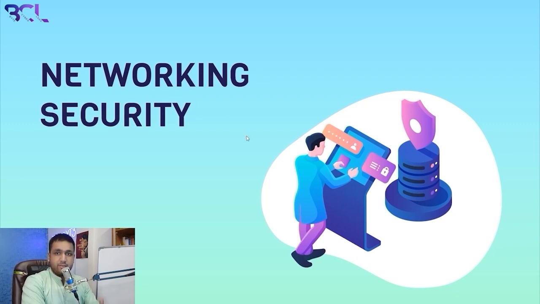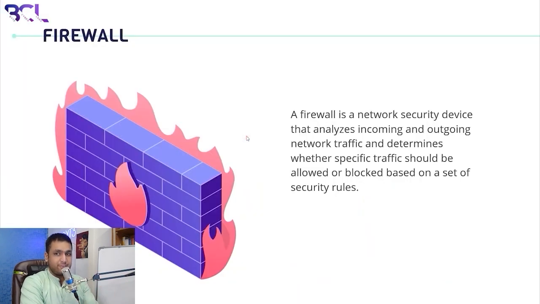In network security, we are going to talk about firewalls. What is a firewall? A firewall is a network security device that analyzes incoming and outgoing network traffic and determines whether specific traffic should be allowed or blocked based on a set of security rules. In a firewall, rule sets are defined which determine what kind of data packets are allowed and blocked, and under what conditions. You can put conditions there as well. It is basically a line of defense for you, which makes sure the security policy is always maintained.